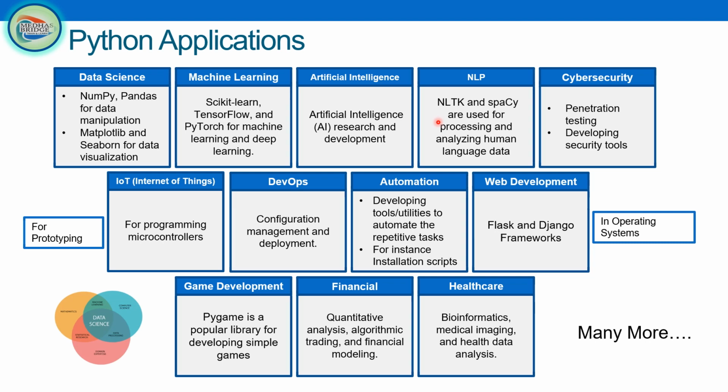In cybersecurity, Python is used for penetration testing and developing security tools. In IoT, Python is used for programming microcontrollers. In DevOps, Python is used for configuration management and deployment. In automation, Python is used for developing tools and utilities to automate repetitive tasks, for instance, installation scripts. Flask and Django are the Python frameworks in web development.